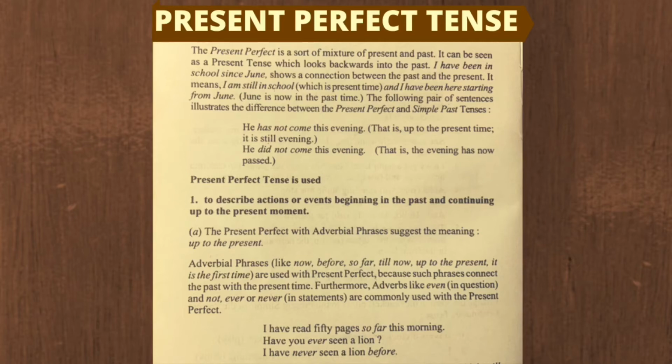Present perfect tense is used, number 1, to describe the actions or events beginning in the past and continuing up to the present moment. The present perfect tense with adverbial phrases suggests the meaning up to the present. Adverbial phrases like now, before, so far, till now, up to the present, it is the first time, are used with present perfect, because such phrases connect the past with present time.